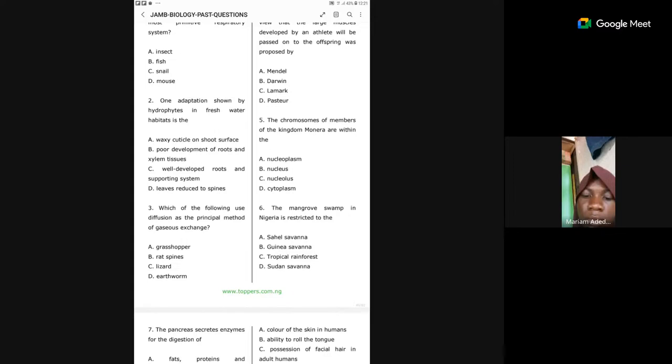or gaseous exchange. One thing we need to note is that any organism that will use diffusion should have a moist body. Grasshoppers do not have a moist body surface.